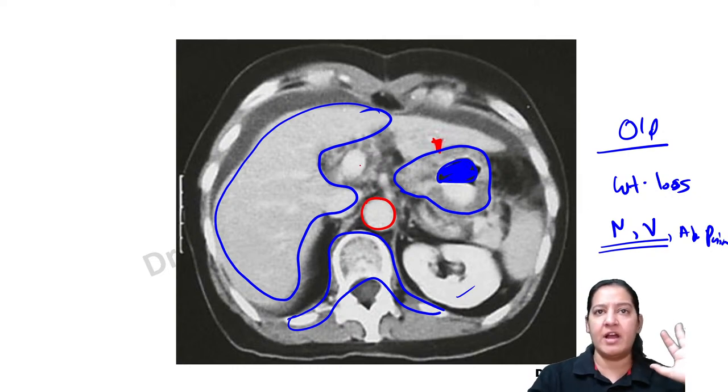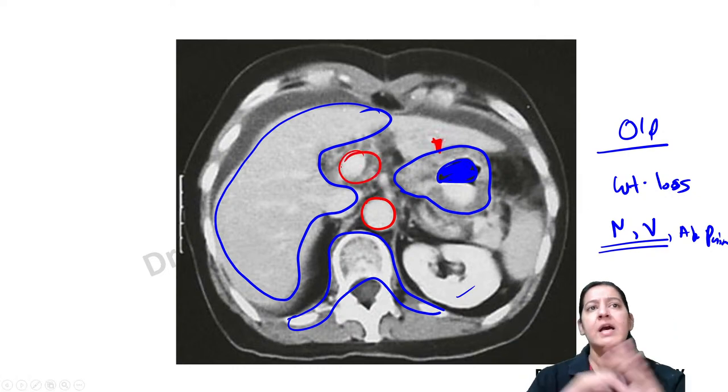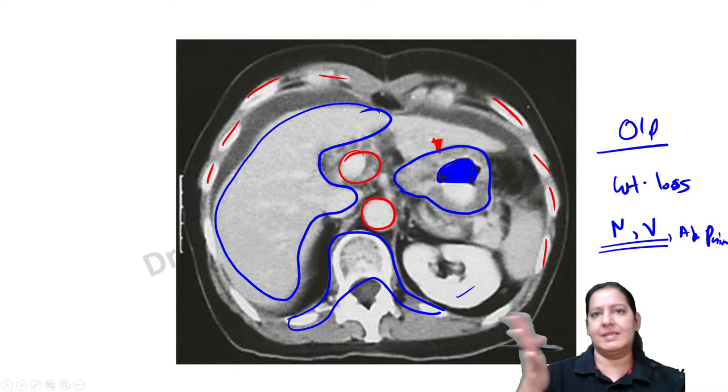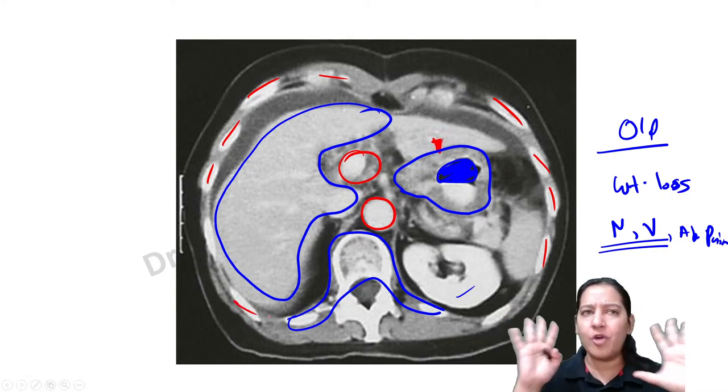The aorta and the vena cava you can notice here, right? These are the blood vessels, and these are the ribs. You can see these are the ribs, right? And these are the paraspinal muscles. So you should understand a normal CT scan.